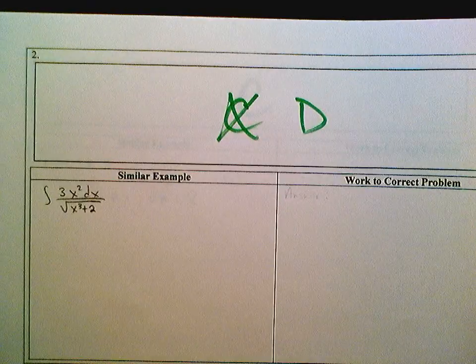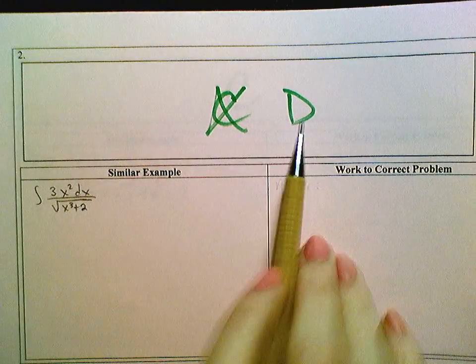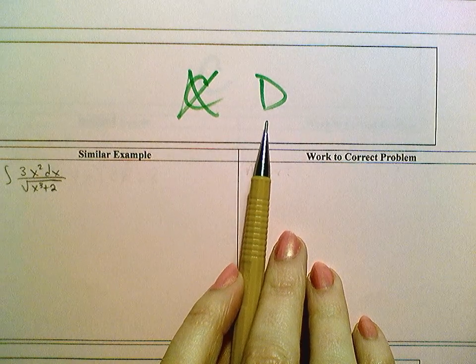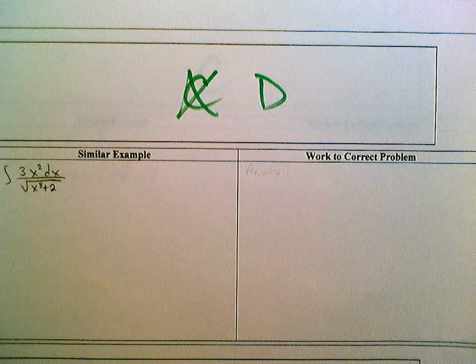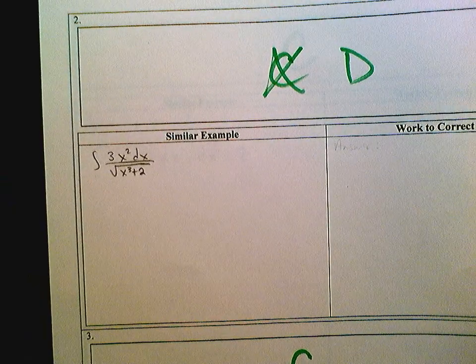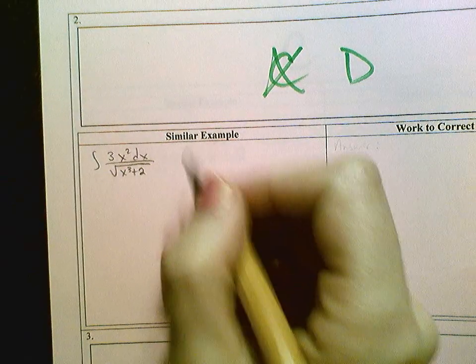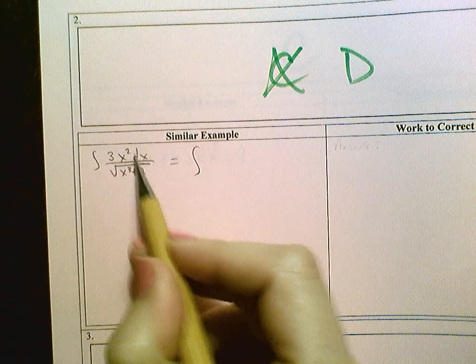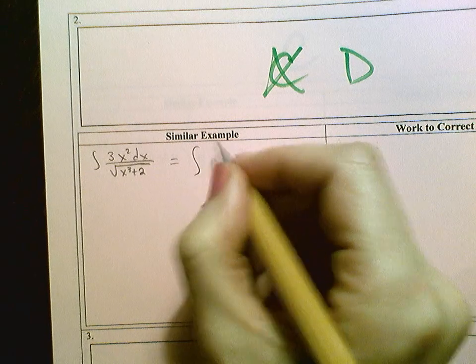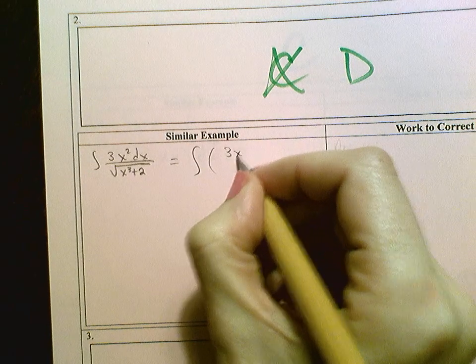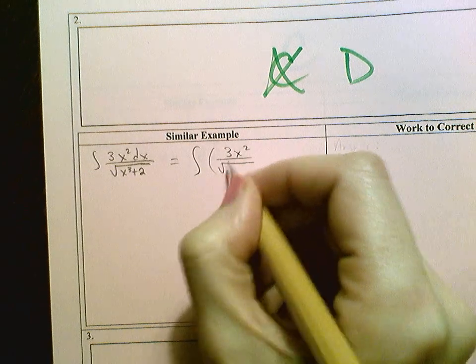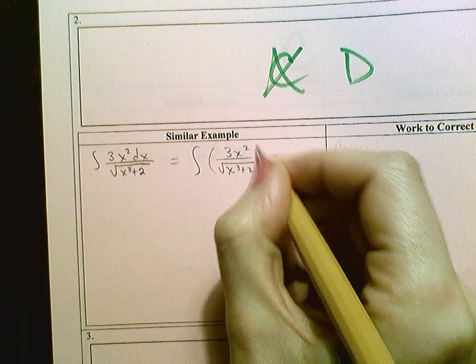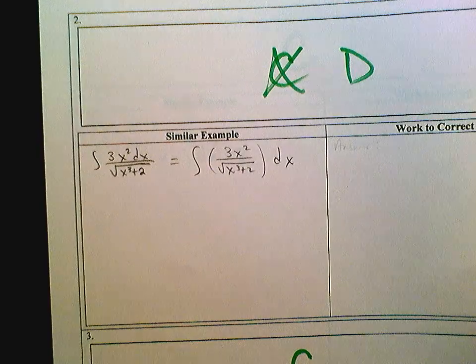So number 2, the answer to this one is D. We're going to do a similar example, and then you're going to do enough work to justify that answer. I look at this, and first of all, since the dx is up top like that, that's weird notation, but it's exactly the same as the usual form. So let's first rewrite it like that.